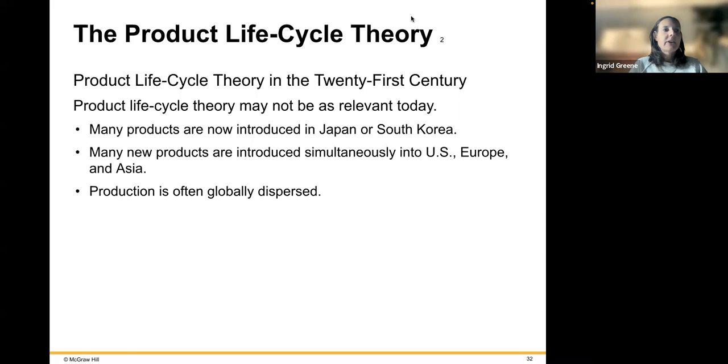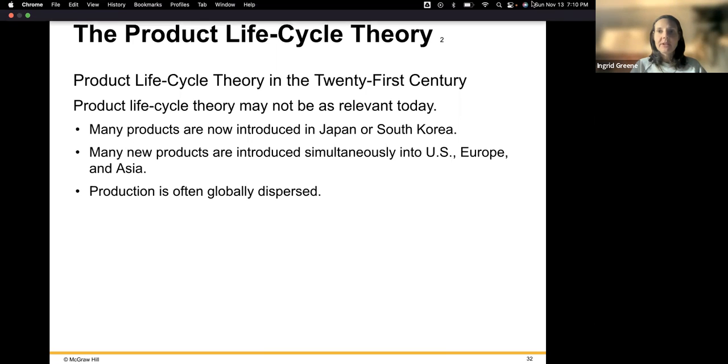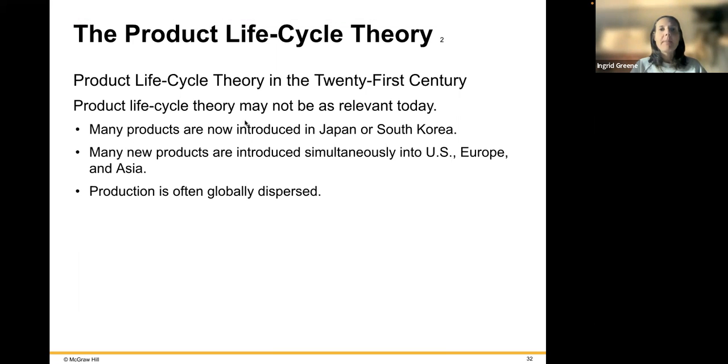And then a second slide here on the product life cycle theory, but now in the 21st century. So here we say that it might not be as relevant today, because, as I briefly alluded to on the last slide, many products now are introduced in Japan or South Korea, with the engineers and the innovation that's happening in those countries. Especially South Korea just has blossomed when it comes to electronics. And then many new products are introduced simultaneously into the US, Europe, and Asia.